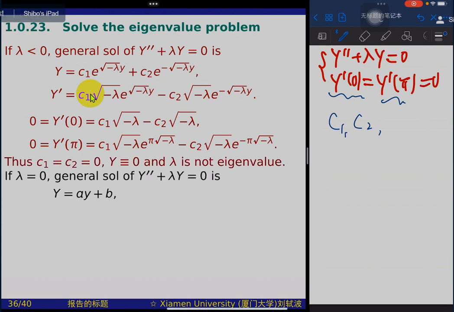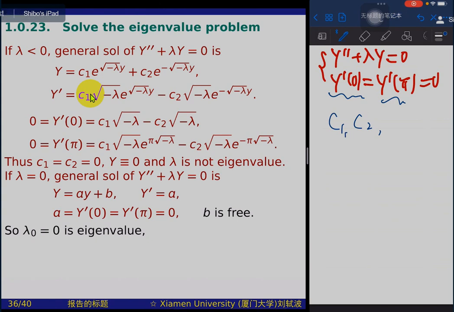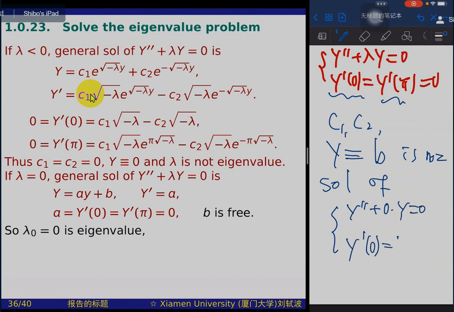Now we consider the case lambda is zero. When lambda is zero, the general solution is capital Y equals AY plus B. This is easy. Then Y prime is just A, but our boundary conditions are that Y prime 0 and Y prime pi are both zero, so A has to be zero. But B has no restriction, B is free. This means that every non-zero constant function, y identically equal to B, is a non-zero solution of y double prime plus zero y equals zero, y prime 0 equals y prime pi equals zero. So zero is an eigenvalue.